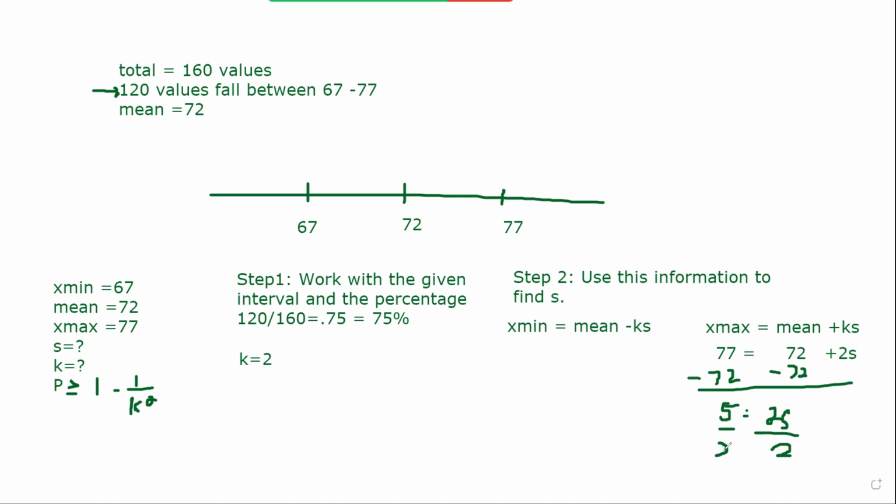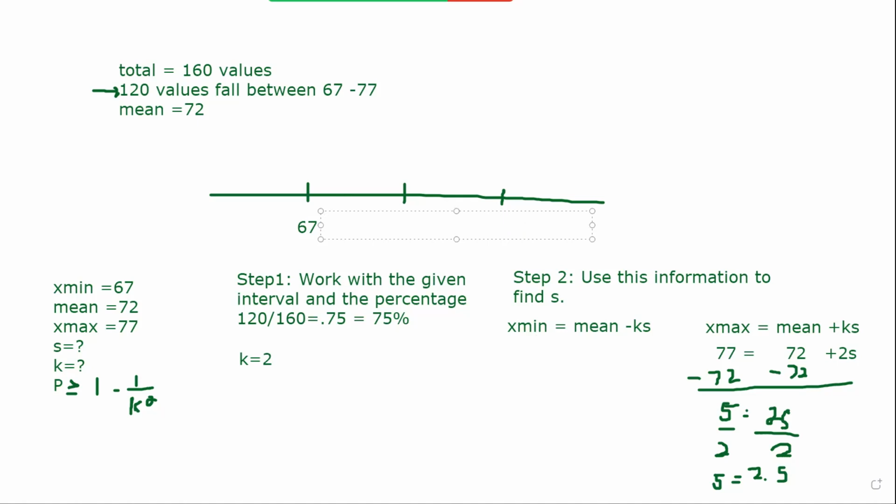Now you might want to change this to a decimal, just to make the math easier that we're going to do next. So S, 5 divided by 2 is 2.5. What that means is, and this isn't necessary to draw in, but I'm going to draw it in just to show you what this is saying. So this means that every 2.5 units away from 67, we're going to have another number.